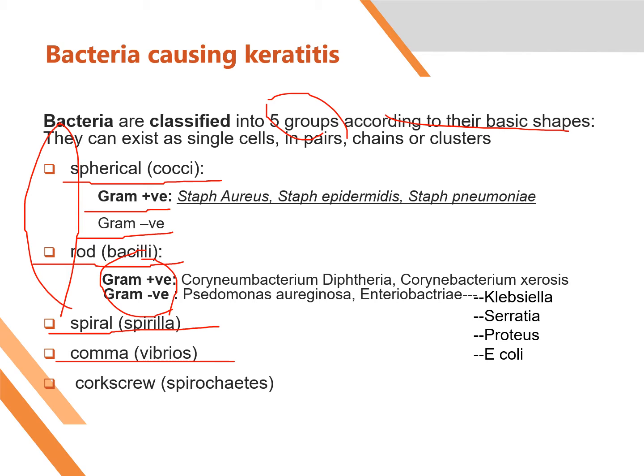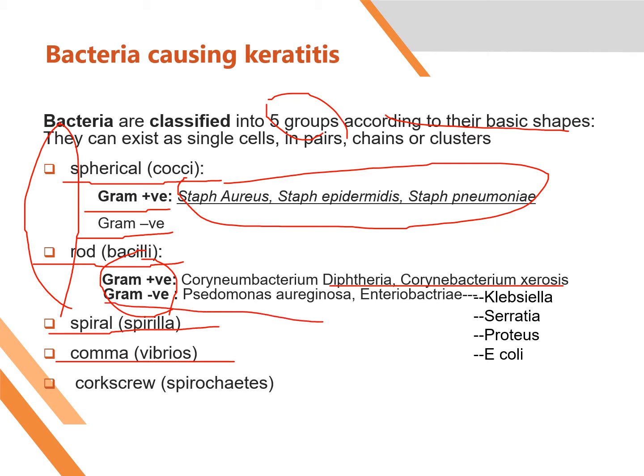The prime examples of gram-positive cocci are Staphylococcus aureus, Staphylococcus epidermidis, and Streptococcus pneumoniae. And the gram-positive rods are Corynebacterium diphtheriae, while the gram-negative rods are Pseudomonas aeruginosa and the Enterobacteriaceae, which are Klebsiella, Serratia, Proteus, and E. coli. So these are the main bacteria involved in ophthalmic infections, and we'll describe now how to differentiate them into gram-negative and gram-positive.